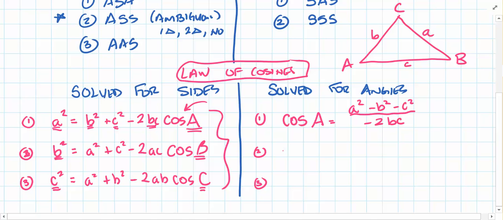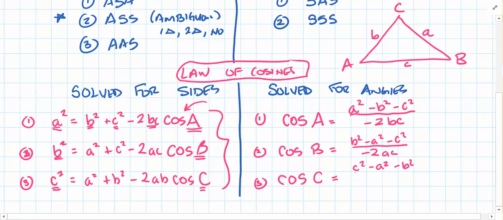So therefore, let's do the other two just quickly here. Cosine of angle B would have to be B squared minus A squared minus C squared all over negative 2AC. Will we have a type of toolkit or something similar for this? No, you don't need it for this one. Cosine A, cosine B, and then finally cosine C is just going to be C squared minus A squared minus B squared all over negative 2AB.